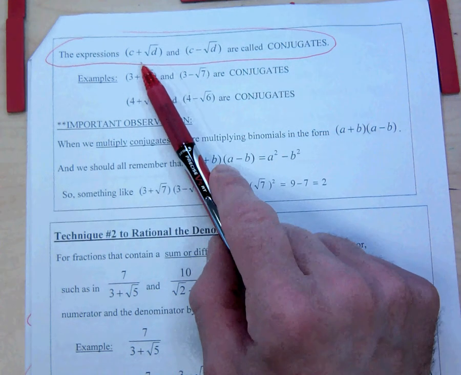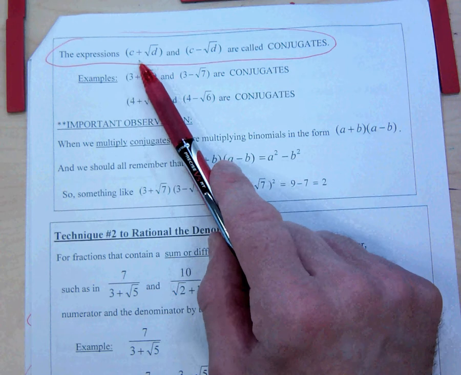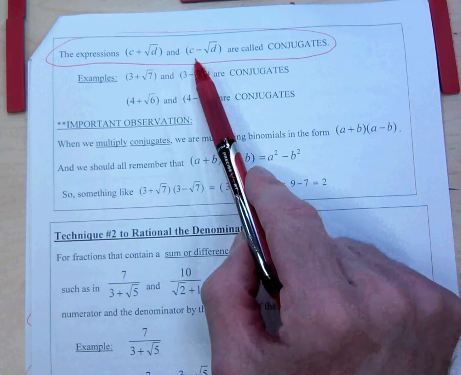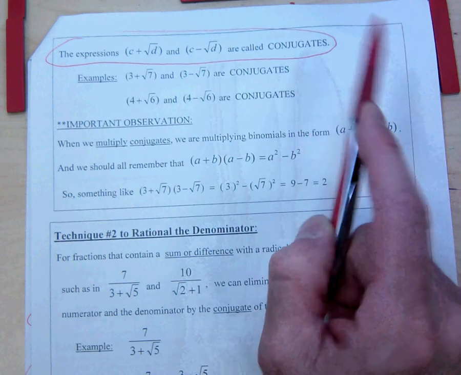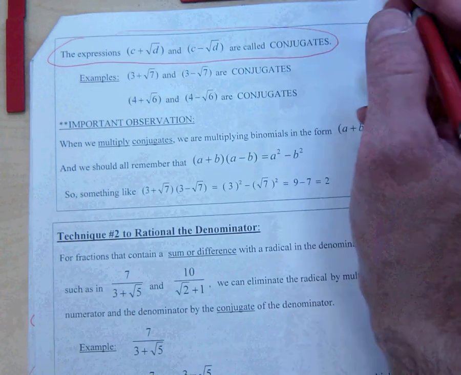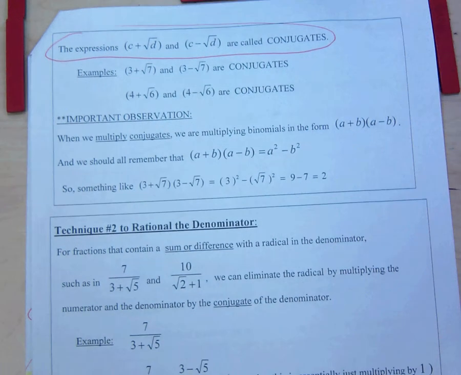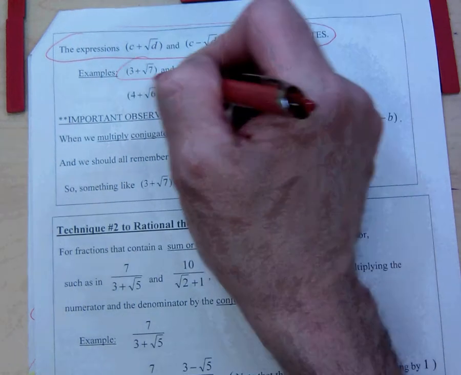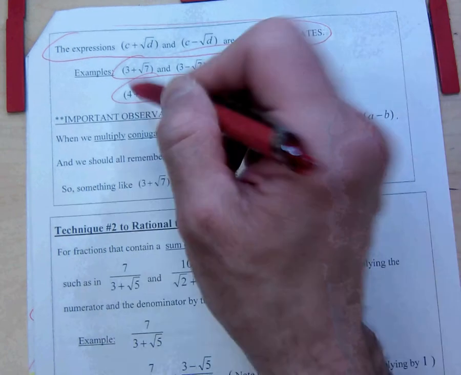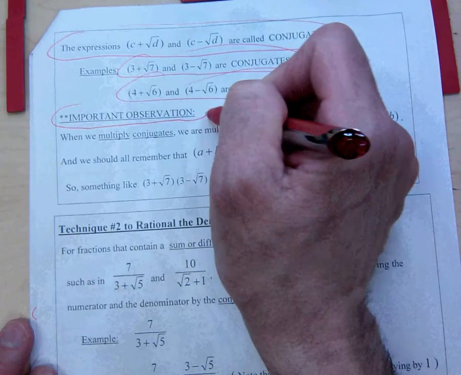The expressions in parentheses, don't worry about parentheses. Just C plus square root of B and C minus square root of B are called conjugates, okay? So, conjugates are a sum and a difference that otherwise look identical, yes? So these are conjugates, and those are conjugates. Now, this is the trick right here that we're going to use. Ready?